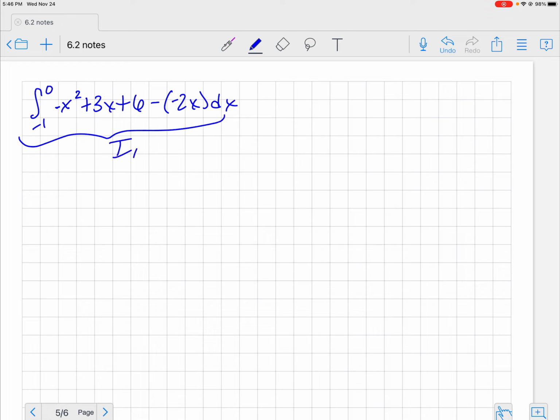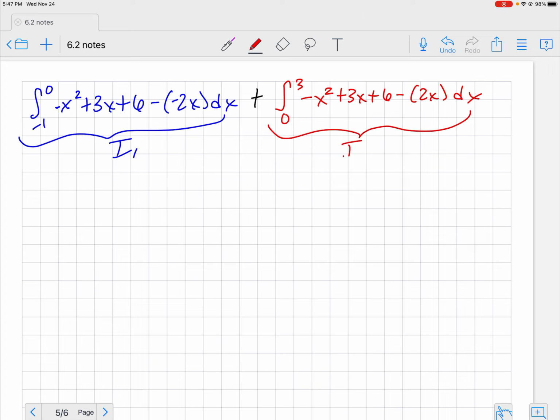This is integral 1. And then I'm going to add to that integral 2, which is going to go from 0 to 3 of my parabola minus that side of the absolute value. That is integral 2. So when you do this, I'm going to do them independently, right? I'm not going to try to do all this all at once. So let's look at integral 1 first. Integral 1 is going from negative 1 to 0.